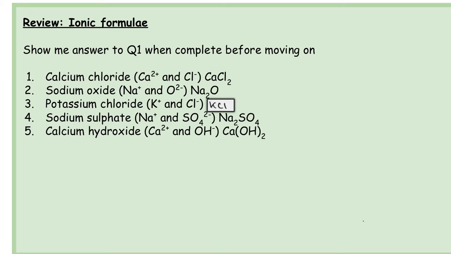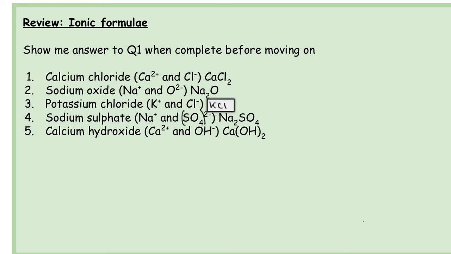Okay, so here are the answers for those 5 ionic formula questions. For calcium chloride, you should have ended up with CaCl2. For sodium oxide, you should have ended up with Na2O. Potassium chloride, KCl. Sodium sulfate, Na2SO4. The trick here is just to think of the SO4 all together.